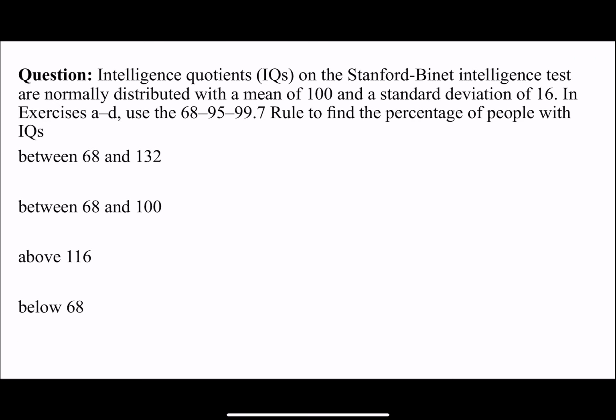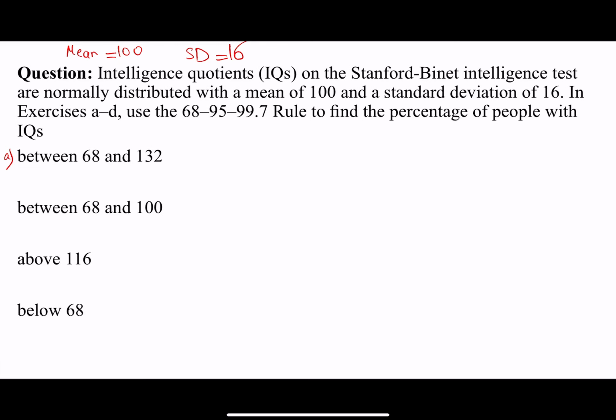So, IQ tests are normally distributed. The mean value is 100, and the standard deviation is 16. It says in parts A to D, use the 68, 95, 99.7% rule to find the percentage of people with these IQs. Okay, first one, A, between 68 and 132.